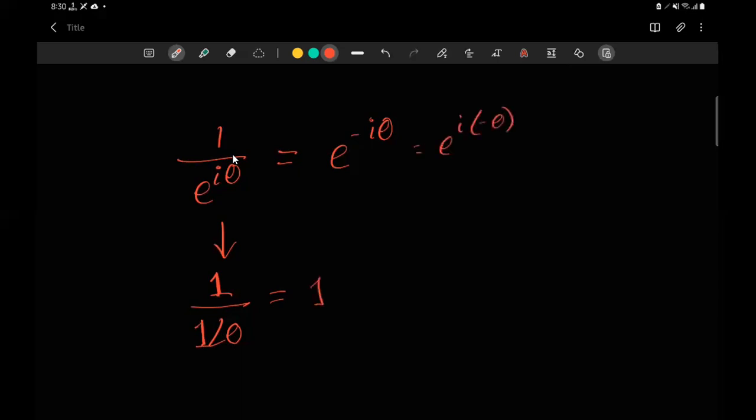Here's a small thing. If you write 1 over e to the power i theta, you guys know that you can write it as e to the power minus i theta, right? In our format, e to the power i theta can be written as 1 angle theta. So if you have 1 over 1 angle theta, with some theta angle in the denominator, you can write it as e to the power i times minus theta, so 1 angle minus theta. If it comes to the top, it automatically gets a negative sign.